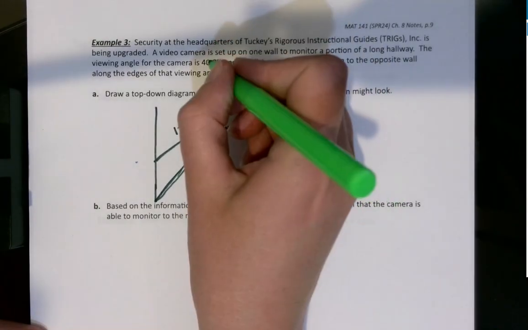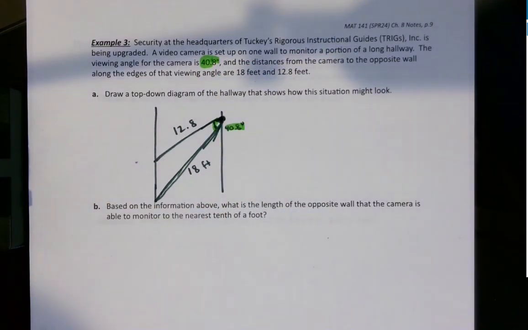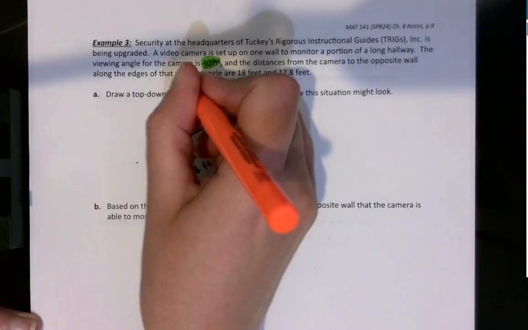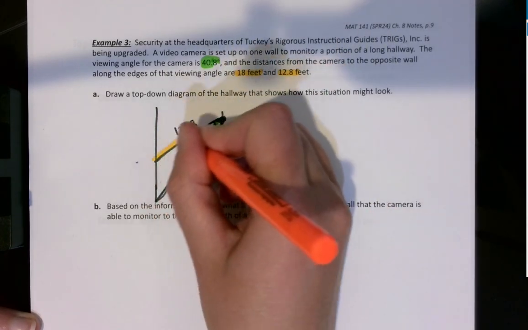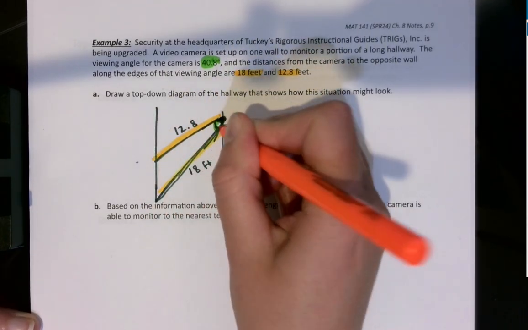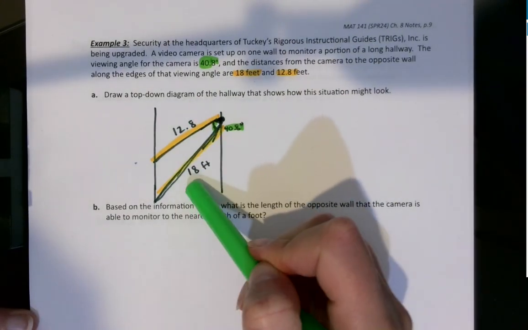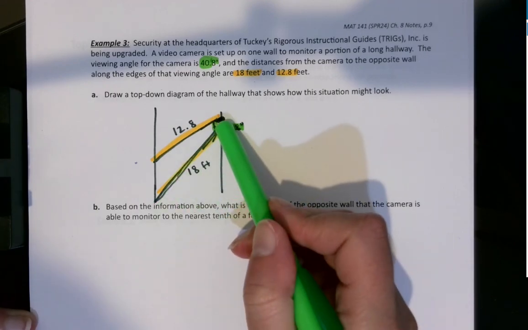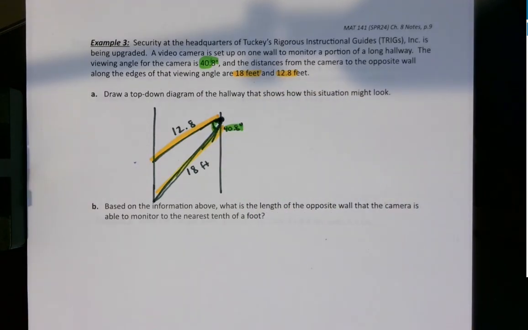We've got our video camera, the angle of that 40.8 degrees, and we've got our edges along that viewing angle as being distances of 18 and 12.8 feet. I just labeled these in this order because it looks like that's the longer side, and it would make sense that the one that's further down the hall would be longer than the one that is higher on the wall. So this is a picture of this situation.